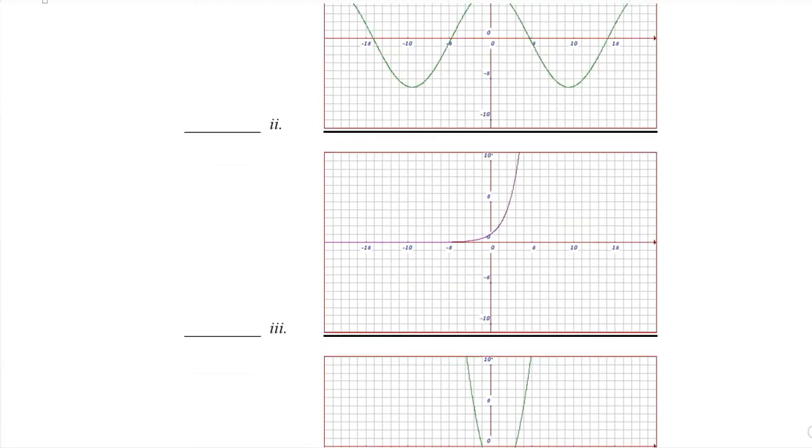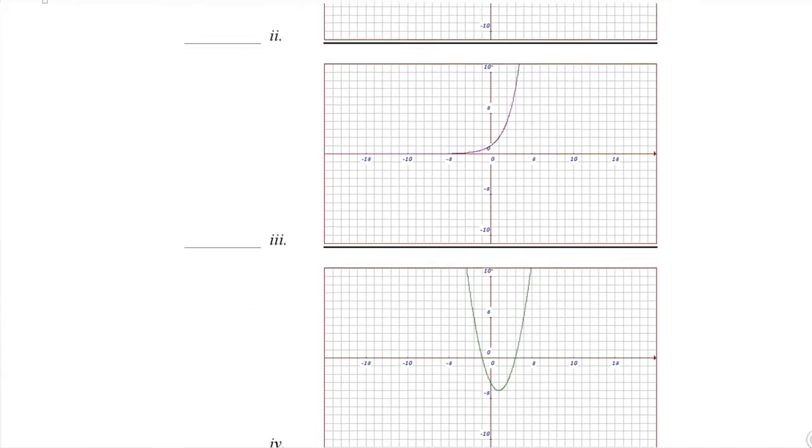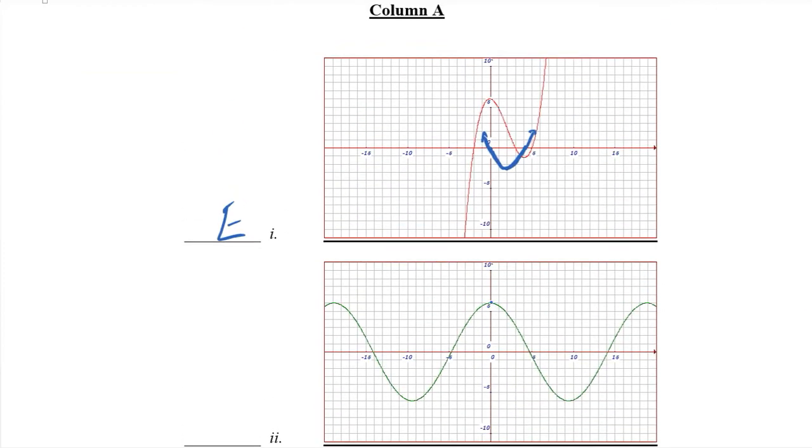Okay, how about the next one? Now the next one looks like we have several maxes and mins. So we have a maximum here. It might be a trig function, like a sine or cosine. This is a minimum, so we have a 0 there. 0 here. Right here again. Right here. And right about here. So we know it crosses the x-axis at those places.